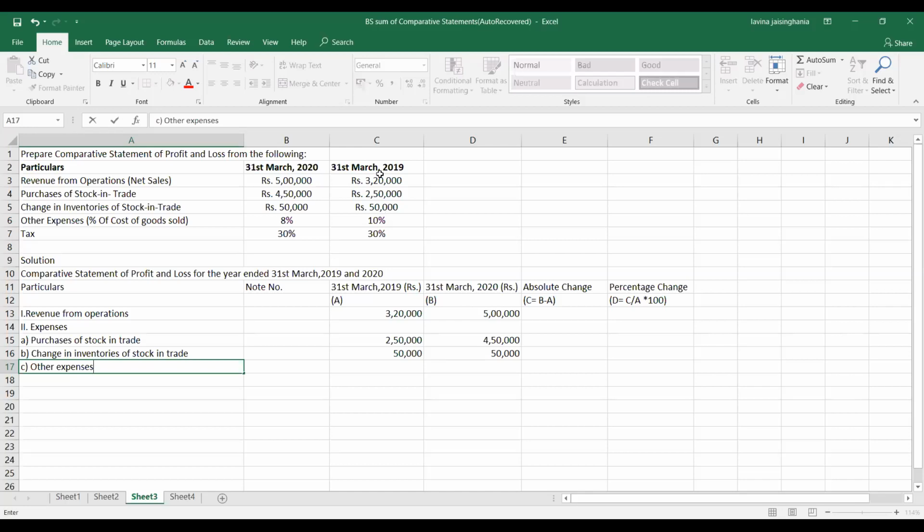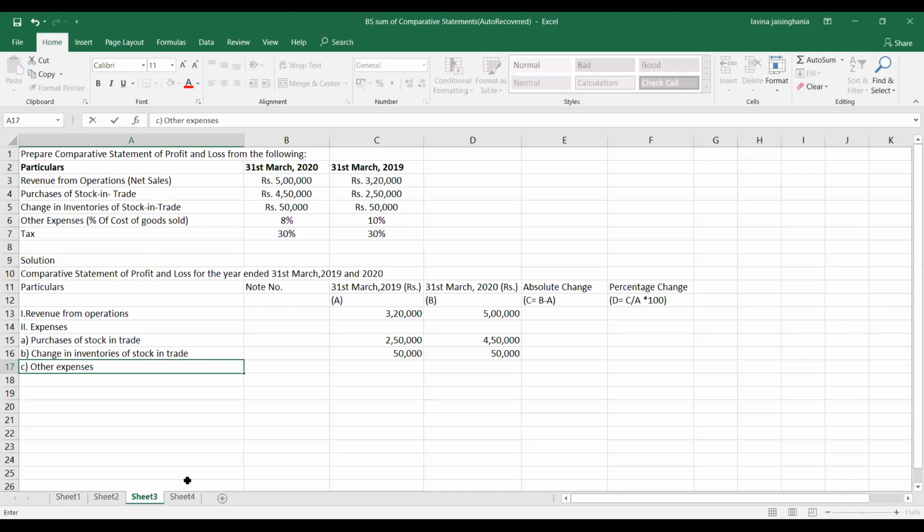Now your question will be, where is opening stock and closing stock? But instead of that, you are given change in inventories, and change in inventory, you already know, is opening stock minus closing stock. So what is left? Purchases, which is already given to you. So you can directly find cost of goods sold by adding purchases and change in inventory.